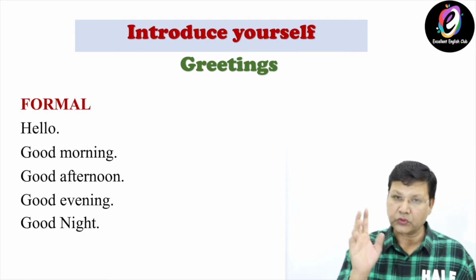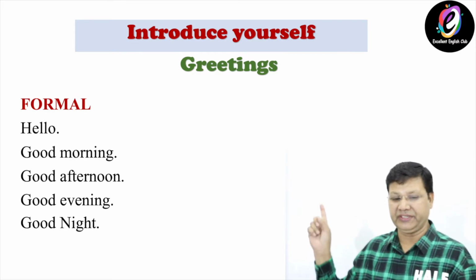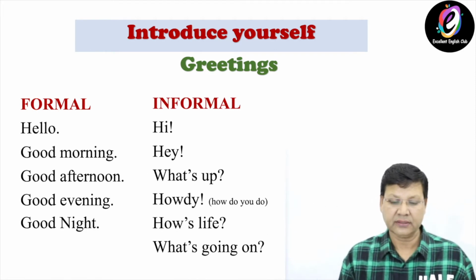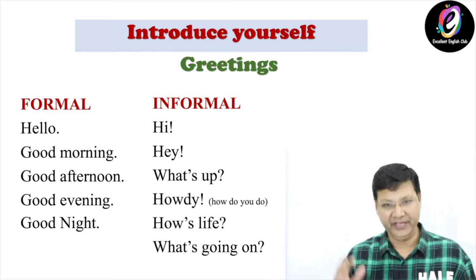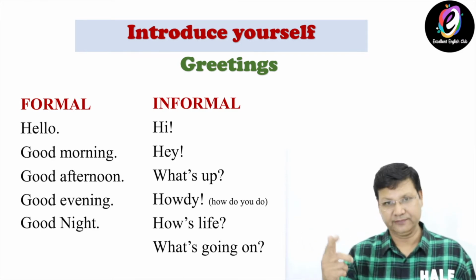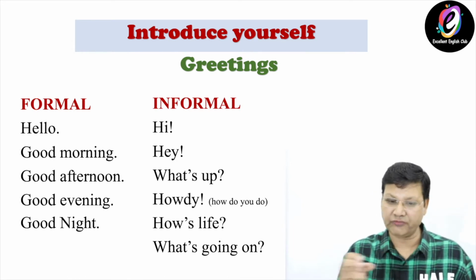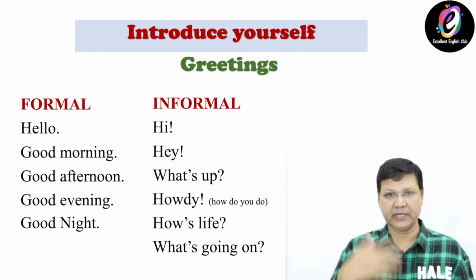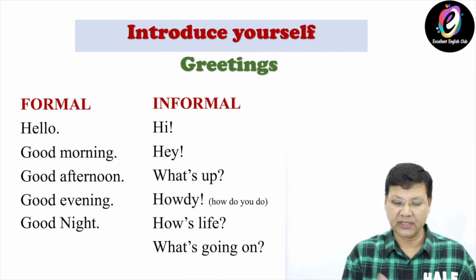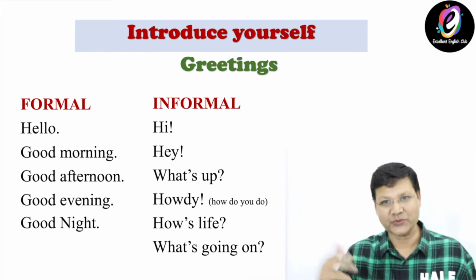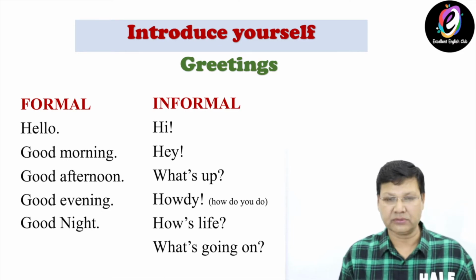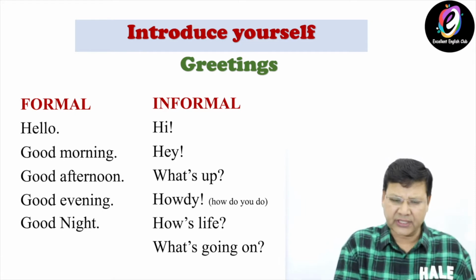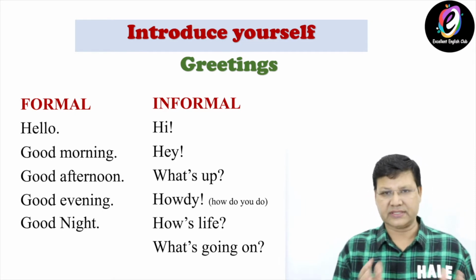Understand? Now move to the informal greetings. Look here, informal greetings. In this case, you will see that number one is hi, hey, what's up, howdy. Howdy is the short form of how do you do. Okay, generally people use this short form and it is very common in America especially. And then how is life? And finally, what's going on? So these are some examples of greeting, formal greeting, informal greeting. It's just like official and unofficial, personal you can say, right?